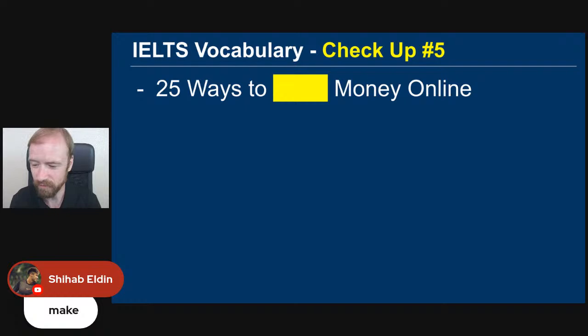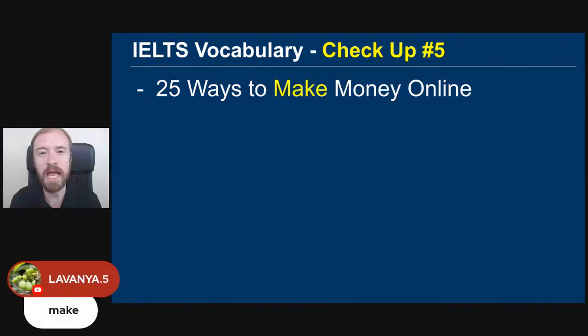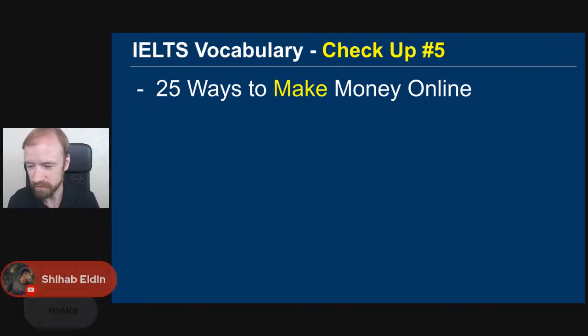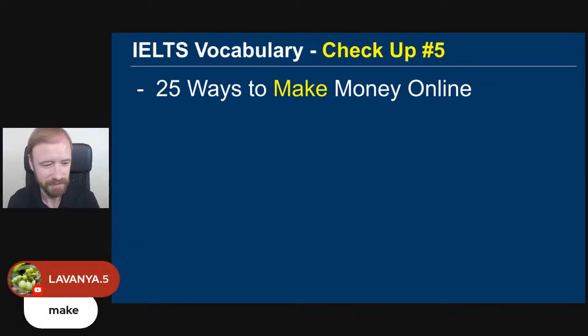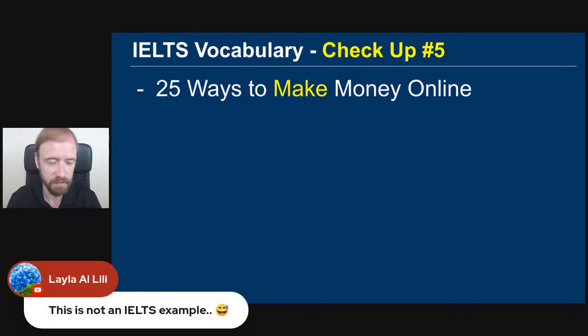There we go. I think everyone agrees. You've all seen this headline. Definitely, it's going to be make money online. Since it's a headline, it should be a capital letter. Did anyone write a capital letter? Nobody wrote a capital letter. Everyone wrote a small letter. In titles, we often use capital letters. So this is a title, 25 ways. This is not an IELTS example.